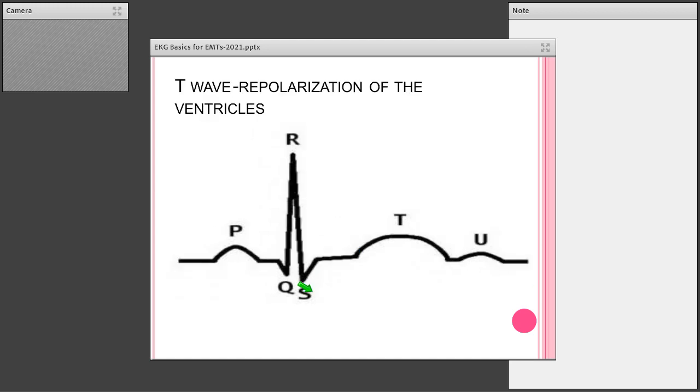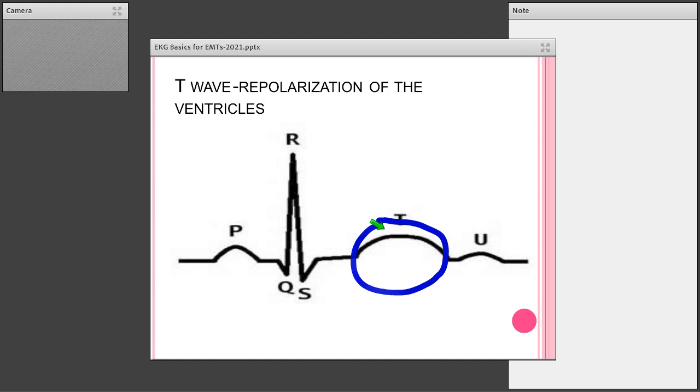The T wave represents repolarization of the ventricles. So they are getting ready to do their business again. They're getting ready to depolarize and cause those ventricles to contract again. So it happens. So the heart beats again and again and again and again. This should be nice and rounded like it is here.